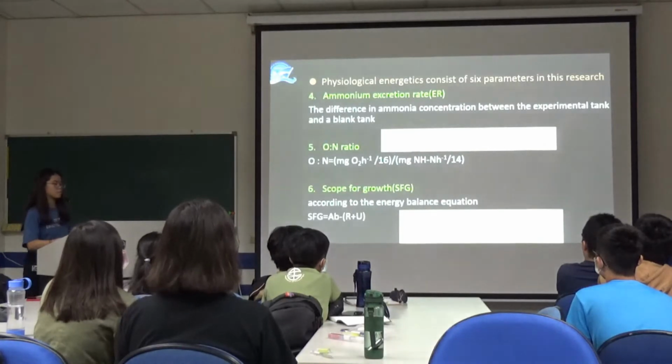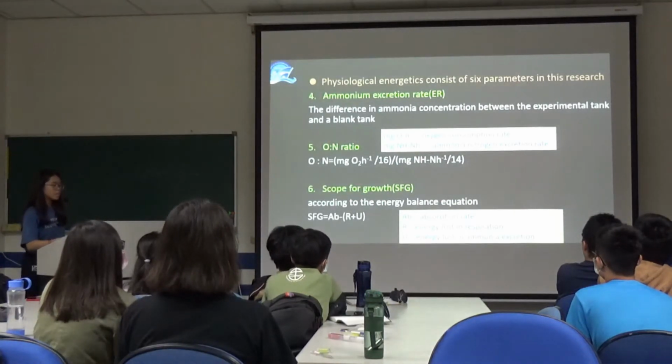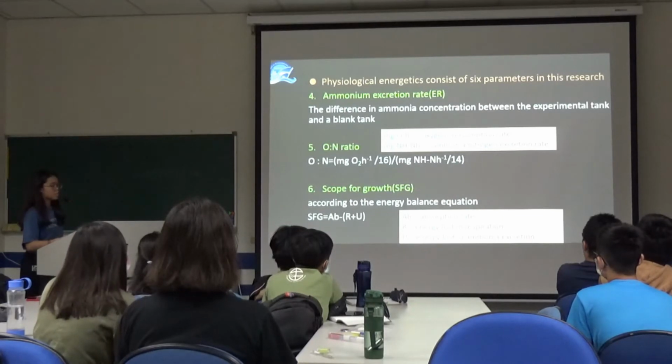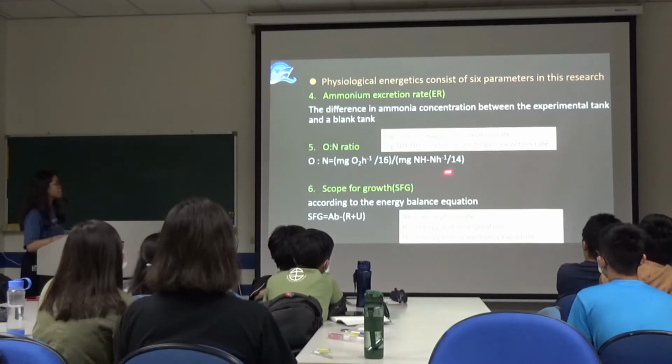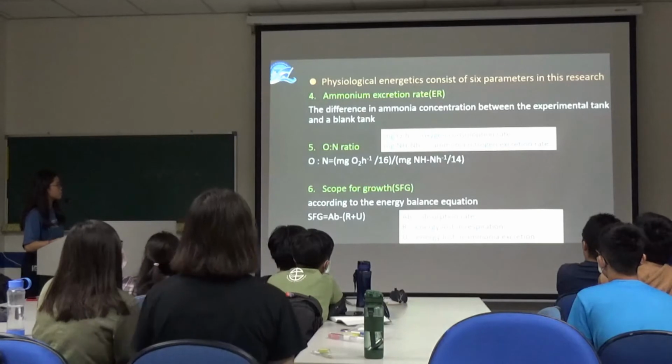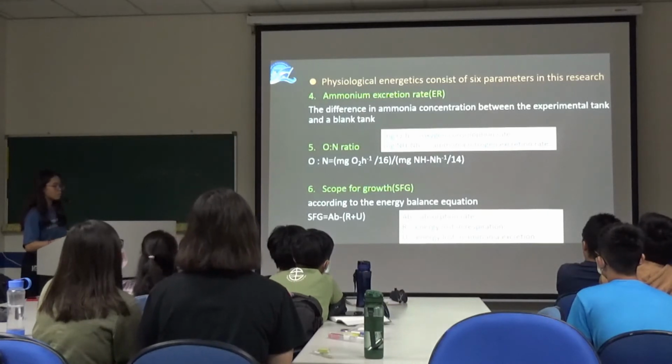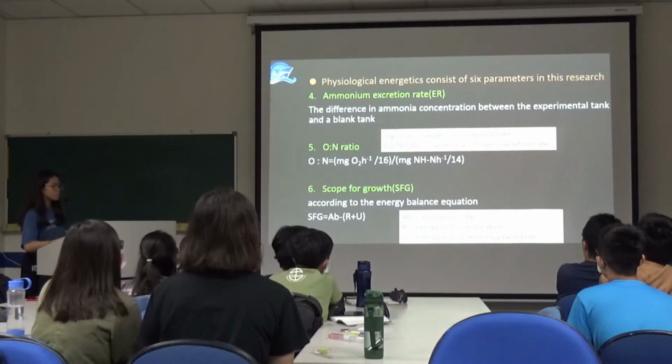The number 4 is ammonium excretion rate. It measures the difference in ammonia concentration between the experimental tank and the blank tank. And number 5 is oxygen and nitrogen ratio. And this is the equation of the oxygen and nitrogen ratio. The value is equal to the oxygen consumption divided by the ammonia nitrogen excretion rate.